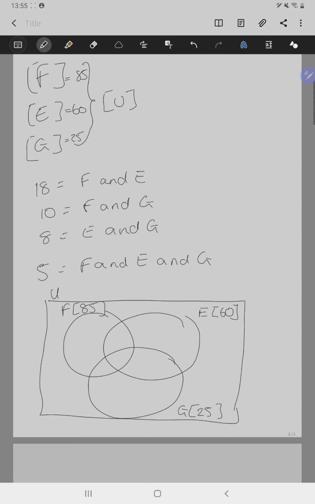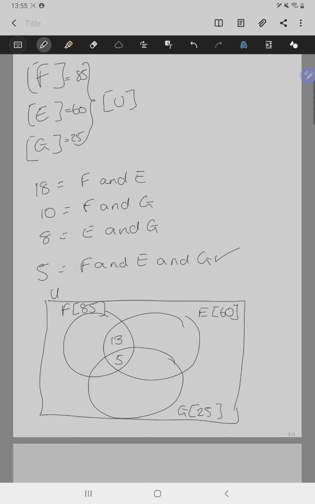First things first, fill in the very center of your intersection. So where it intersects all 3 sets, and they tell us that that is 5. Work from there to your other intersections. So let's look at the top one there, which is French and English. They've told us that 18 people study French and English. We've already looked at 5 of those. So that means the remaining 13 study French and English, but not German.